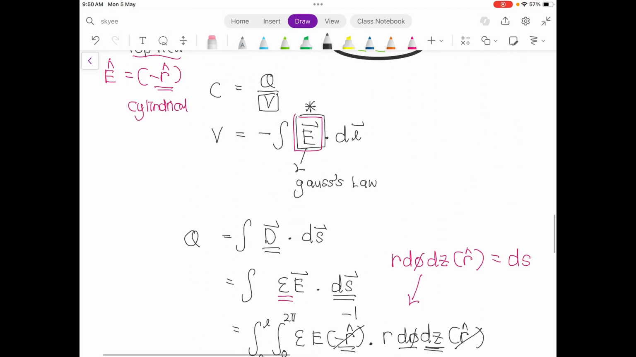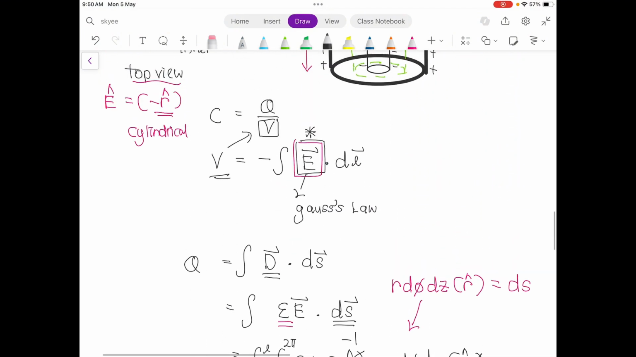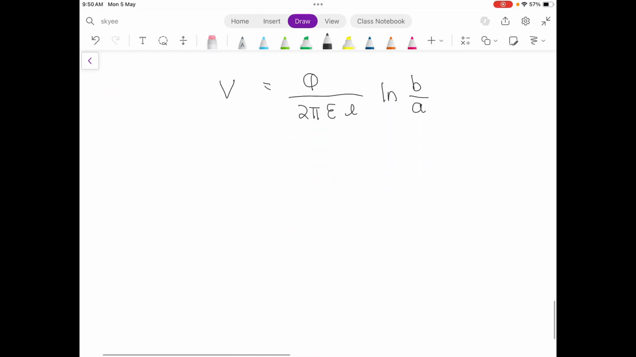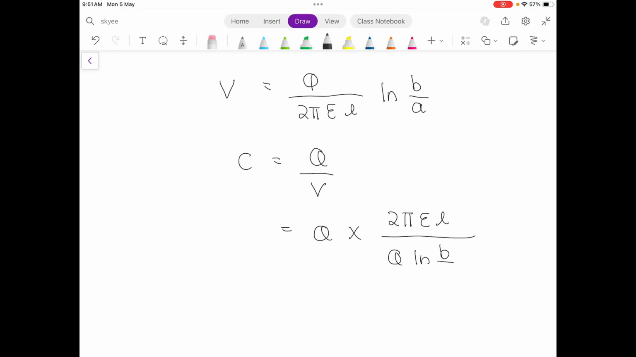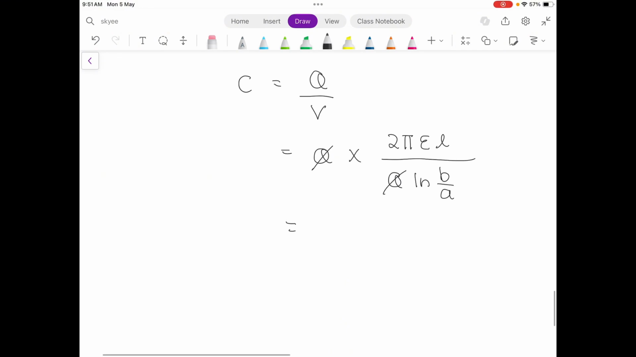So after getting your V equation, you are going to replace it here. So the capacitance is equal to Q over V. So it's equal to Q multiplied by 2π epsilon L over Q ln B over A. So you cancel this one. So the capacitance for a coaxial capacitor is equal to 2π epsilon L over ln B over A.